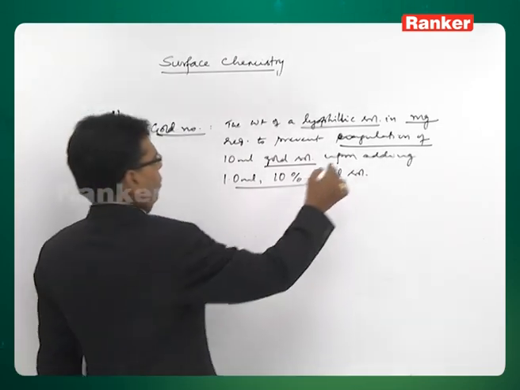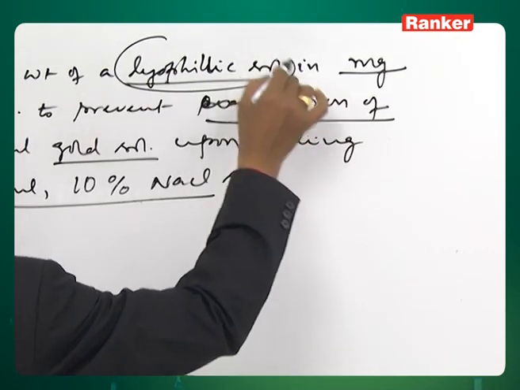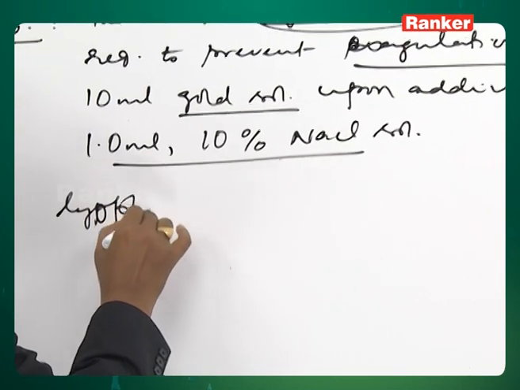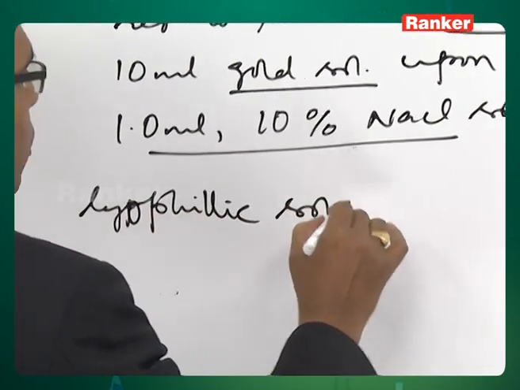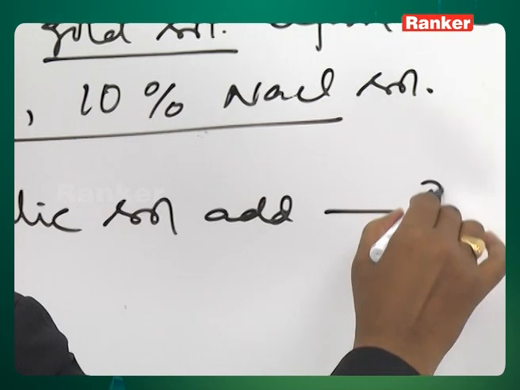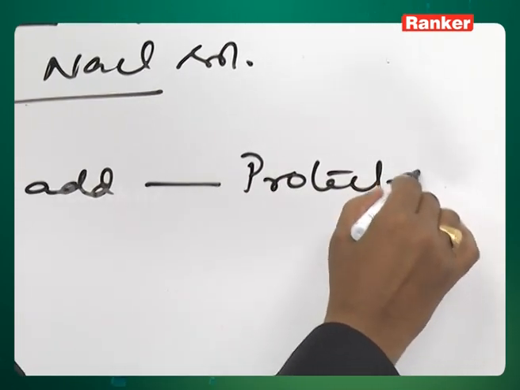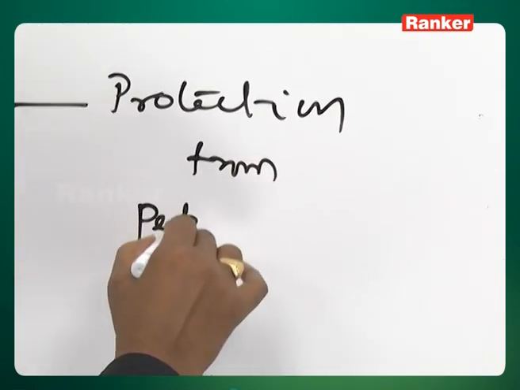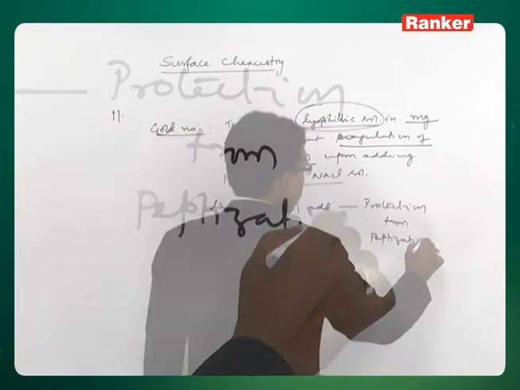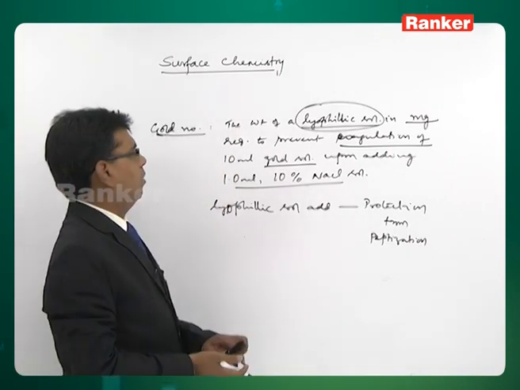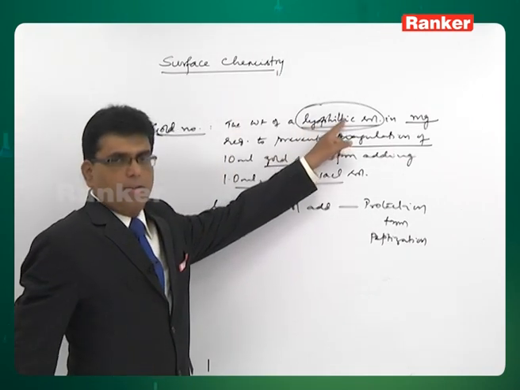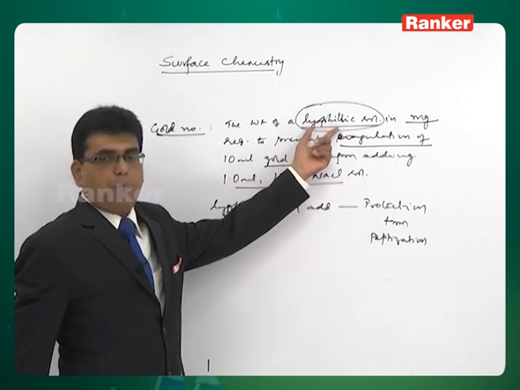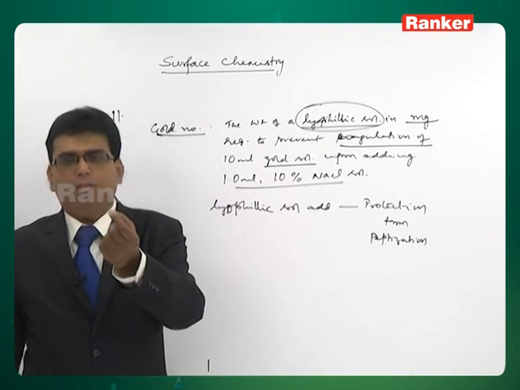So, the purpose of adding lyophilic sol is to protect the colloid. It will give protection from peptization, and the more you add, the lesser is the peptizing power. If the lyophilic sol has a high protective power, then it is required to add very little.